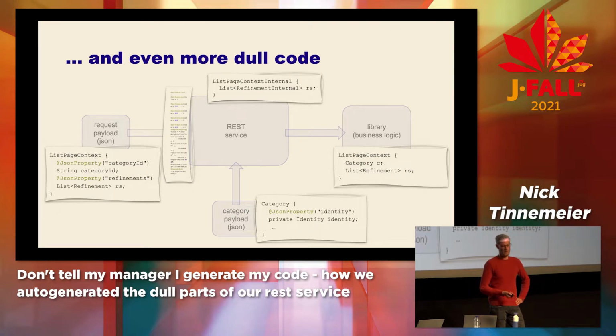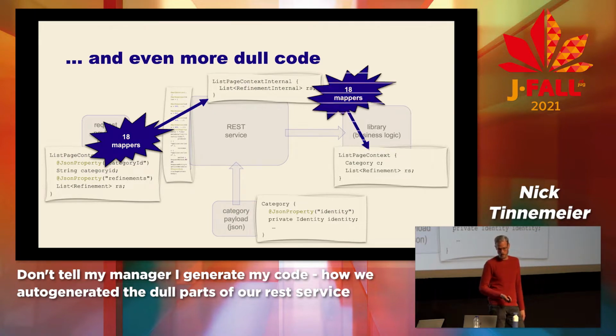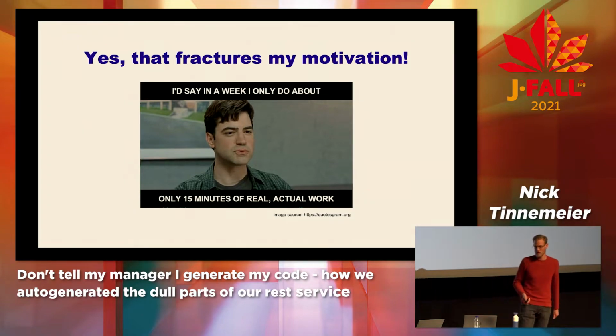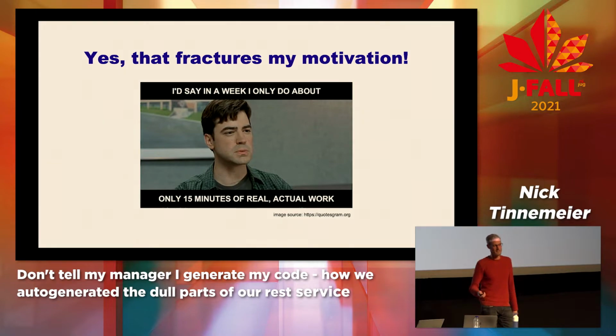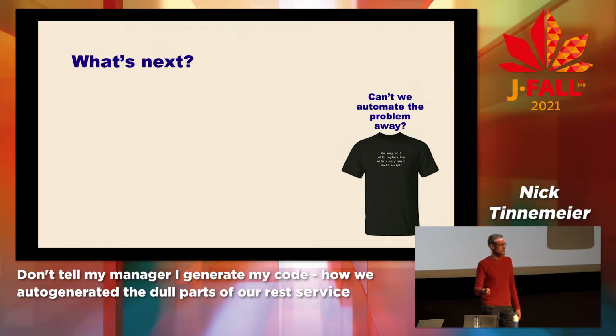And there's even more dull code, because yeah, we need to map all these JSON annotated objects to our domain models, and from the REST service domain models to the library domain models. And yes, that fractures my motivation. That breaks my enthusiasm. Not sure what it does to you, but for me it does. So that made us wonder, can't we actually automate this problem away? Well, luckily, the answer to that question is yes, absolutely, we can. And in this presentation, I'll show you exactly how we approach that problem.